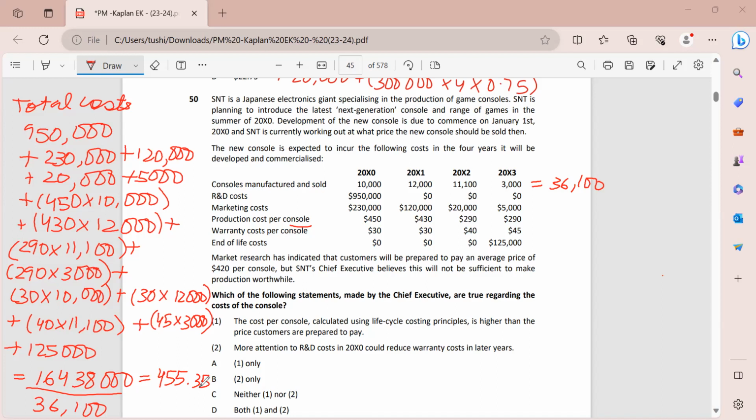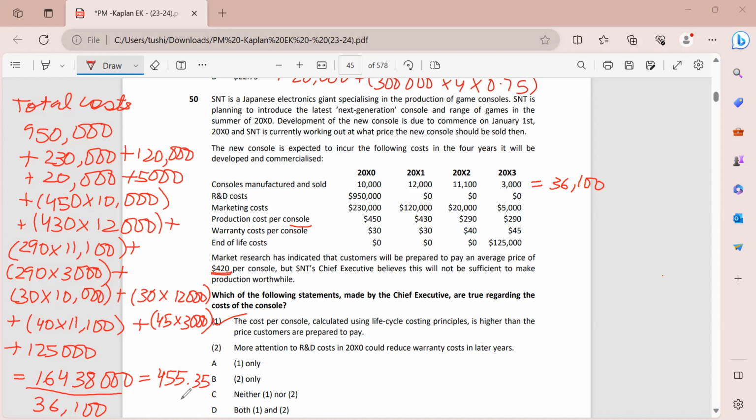Now let's read about what is said should be the selling price. So market research has indicated that customers will be prepared to pay an average price of 420. So the cost per console calculating using life cycle is higher than what customers are prepared to pay. So yes, that is why statement 1 is absolutely true. Customers are prepared to pay 420. Our life cycle cost is coming out to be 455.35, which is more than what customers are willing to pay.